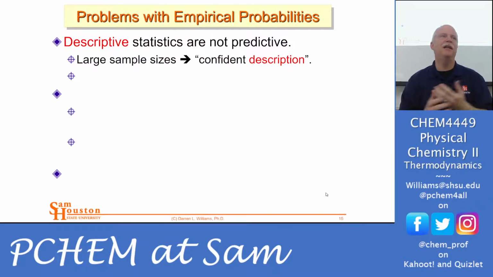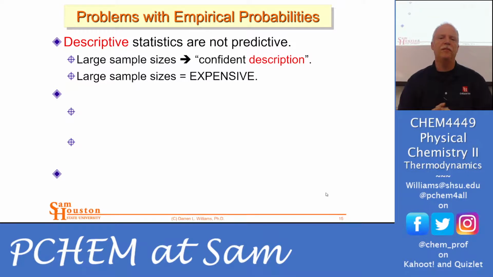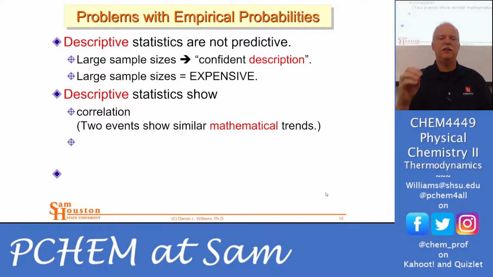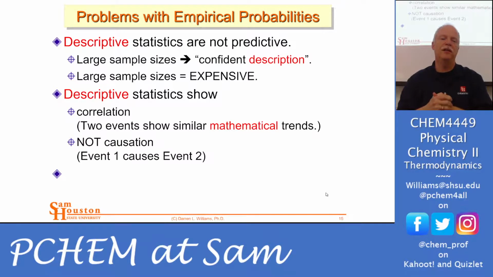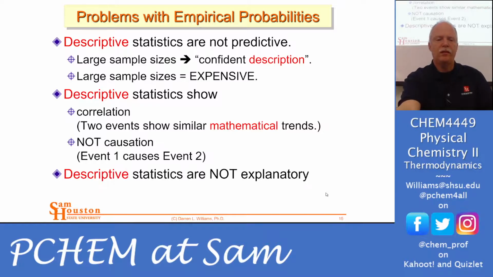If nothing changes, if everything's going to continue behaving the same way, then we can have a confident decision-making process, but large sample sizes are expensive, and we can't always tell if the system has changed. So descriptive statistics show correlation. They show that two events show similar mathematical trends, but they don't show causation, that event one causes event two. That requires a different type of study. So descriptive statistics are not explanatory.